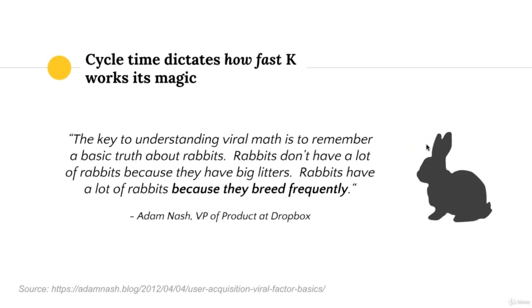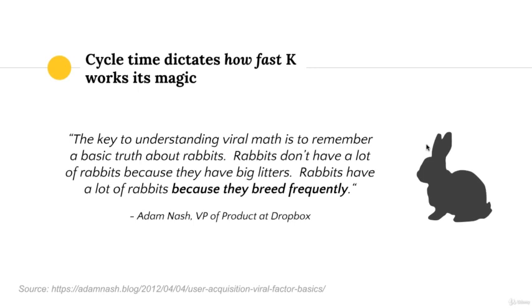Cycle time dictates how fast that K value is going to work its magic. So Adam Nash, VP of Product at Dropbox, puts it this way: the key to understanding viral math is to remember a basic truth about rabbits. Rabbits don't have a lot of rabbits because they have big litters. Rabbits have a lot of rabbits because they breed frequently.